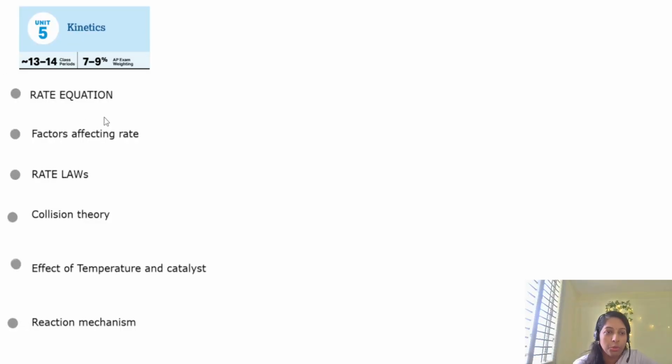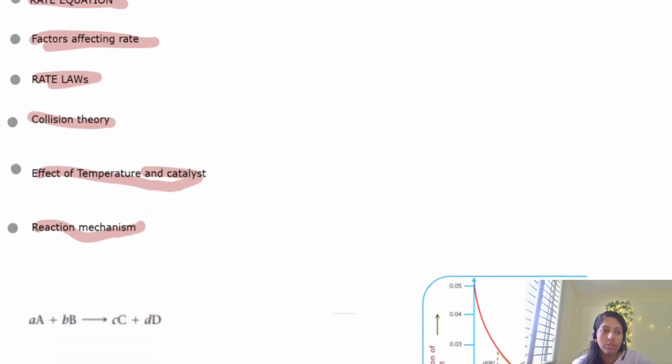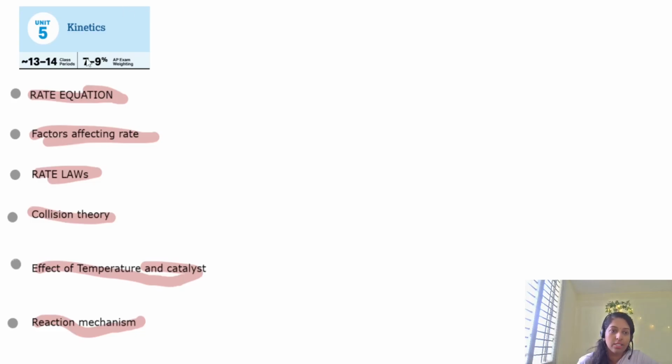So let's see the important points in kinetics. First, you need to know the rate equation, factors affecting rate and rate laws, collision theory, effect of temperature and catalyst, and reaction mechanism. These are the important points we need to know in this chapter. And see the weightage, it's around 7 to 9 percent normally.